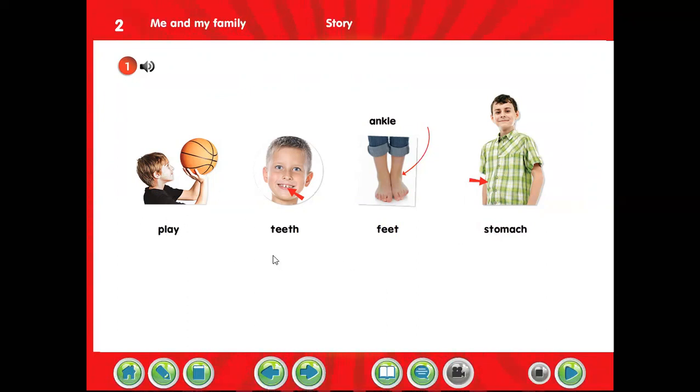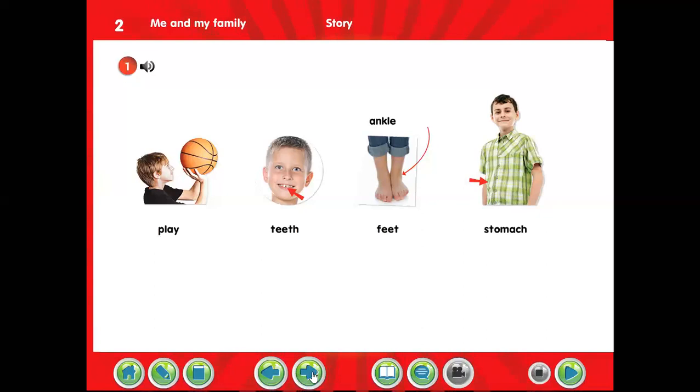Remember, teeth is dientes, in plural. Feet, okay, it's plural too. Feet is the plural of foot. This is ankle. Don't confuse ankle with uncle. Uncle is your brother, the brother of your father or the brother of your mother, in the family members. This is ankle. Uncle, ankle. Remember, ankle is this part, tobillo. And a stomach. You know what a stomach is, obviously. This is the vocabulary for this story.